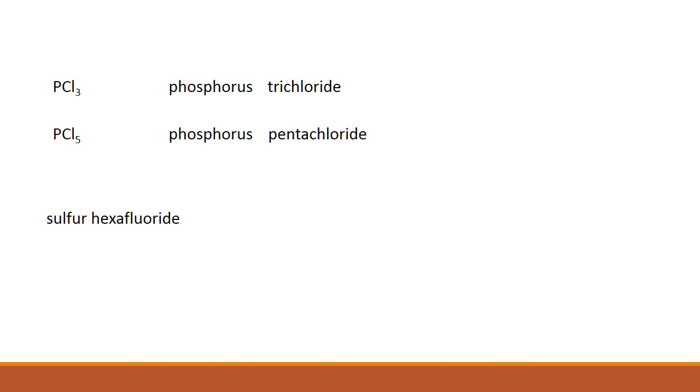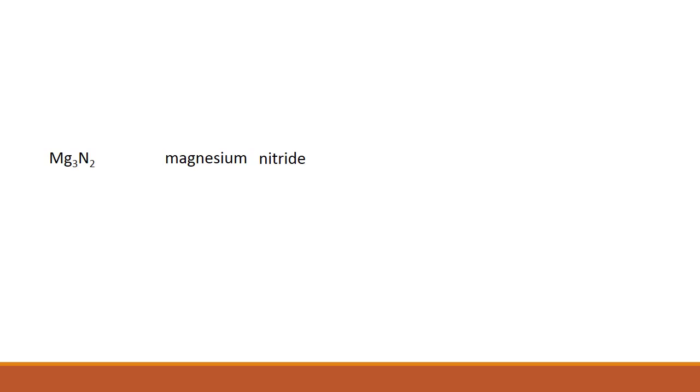So, for example, the compound with the formula PCl3 would be called phosphorus trichloride. PCl5 would be called phosphorus pentachloride. Going the other way from name to formula, sulfur hexafluoride would mean 1 sulfur, 6 fluorines. Disulfur decafluoride means 2 sulfurs, 10 fluorines. Just remember, you only need to use prefixes for covalent compounds. You don't need them when you're naming ionic compounds, because you have the crossover method to give you the correct formula.